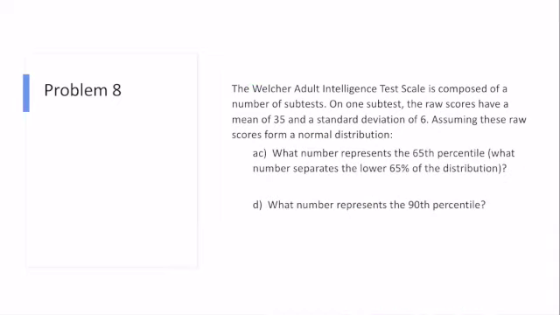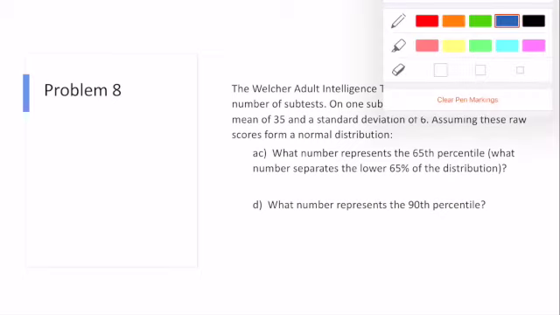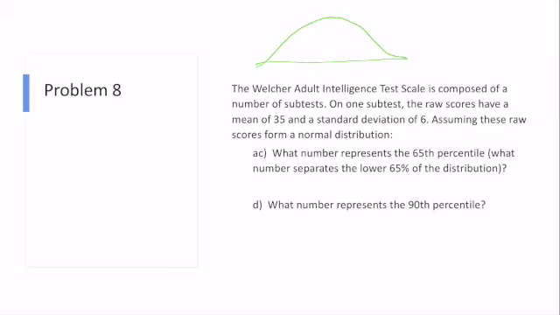Now, what if I want to know which number represents the 65th percentile? That's kind of saying what number separates the lower 65% of the distribution. So here I have my normal distribution with a mean of 35, which I know divides my data in half. I've got some value over here, and I want to know what x value has 65% of the data less than it. So we're going to work backwards, okay? I'm going to go to the z-table.